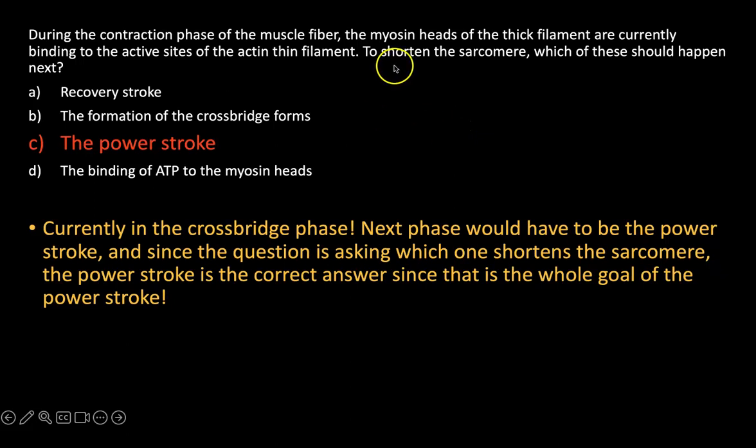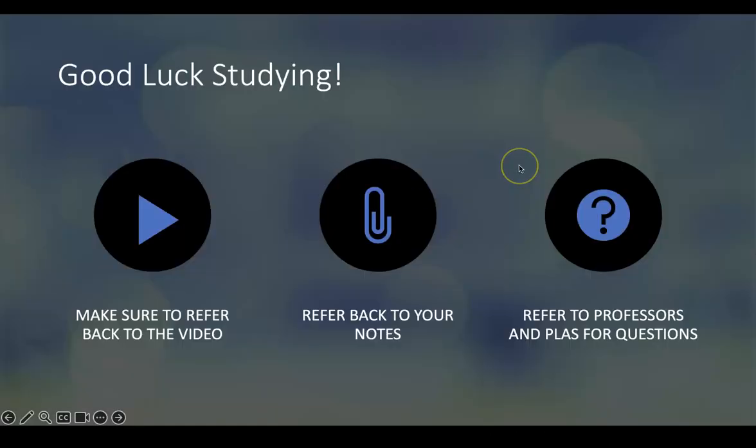So another thing to keep in mind is to shorten the sarcomere. That is a huge key phrase. So the whole point of the power stroke is to shorten that sarcomere. And essentially the whole idea of a muscle contraction is the power stroke, because the power stroke is what is shortening the sarcomere. Shortening the sarcomere is also a muscle contraction, and that is really the whole goal of this entire process.